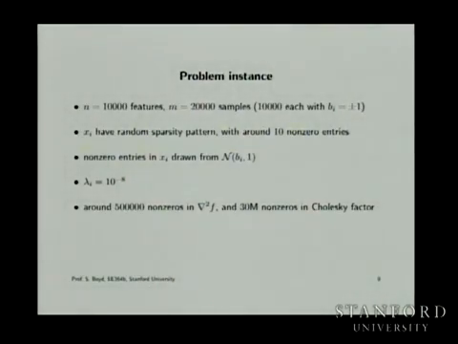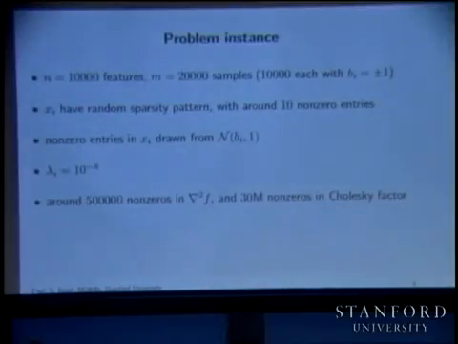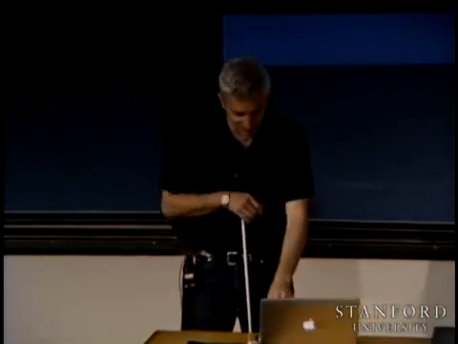And we'll just make an example here with 10,000 features and 20,000 samples. So here we just made up a problem where these xi have a random sparsity pattern. They have around 10 non-zero entries. And then the non-zero entries are just chosen randomly. None of this matters. But you end up with about 500,000 non-zeros in this. And we made this small enough that we could actually do the symbolic factorization just to know what we're talking about here. And so the factorization gave us 30 million non-zeros in the Cholesky factor. By the way, that's something we can handle. But as you can see, this method will be orders of magnitude different.